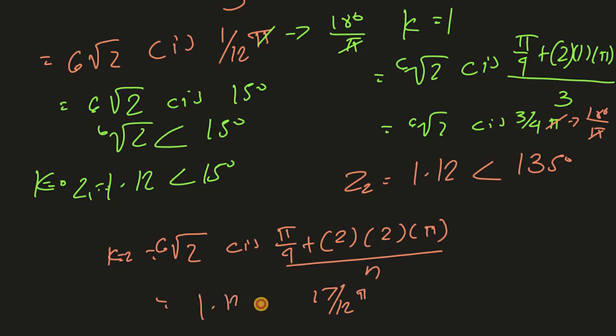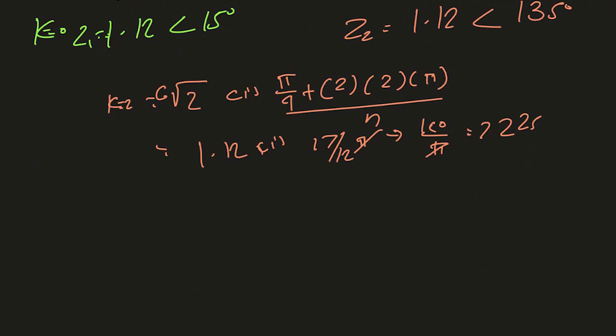That's 1.12 CIS. I-convert ko sa degrees. Multiply ko lang dyan yung 180 over pi. Cancel. So 180 divided by 12 times 17. That would be equal to 225 degrees. So our final answer here, guys, is 1.12 angle 225 degrees.